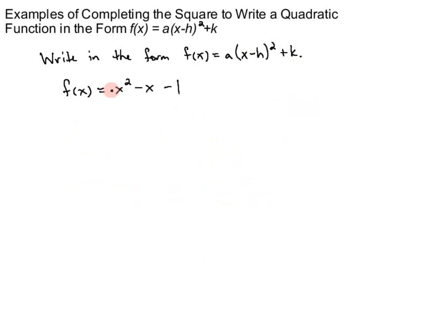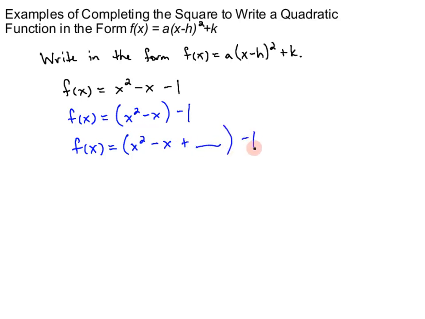Okay, so here there's already a 1 in front of the x squared, so I'm going to separate my x terms by putting parentheses around them. And then I'm going to complete the square inside the parentheses. So I have to figure out what to add, so I have to take the coefficient of x here, which is a negative 1. So I'm going to take negative 1 times a half and square it. Negative 1 times a half is negative 1/2, squared is positive 1/4.